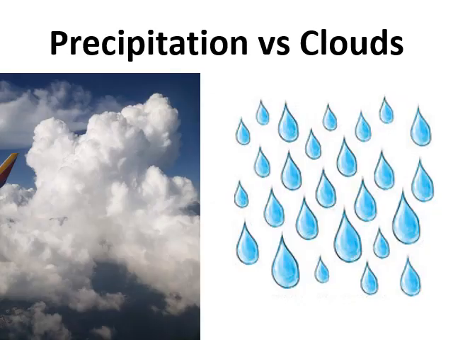Now, precipitation is what falls from clouds. That's water that's actually falling to the ground. You can see precipitation, rain, sleet, snow, whatever, but it's not a cloud because it's not floating in the air.